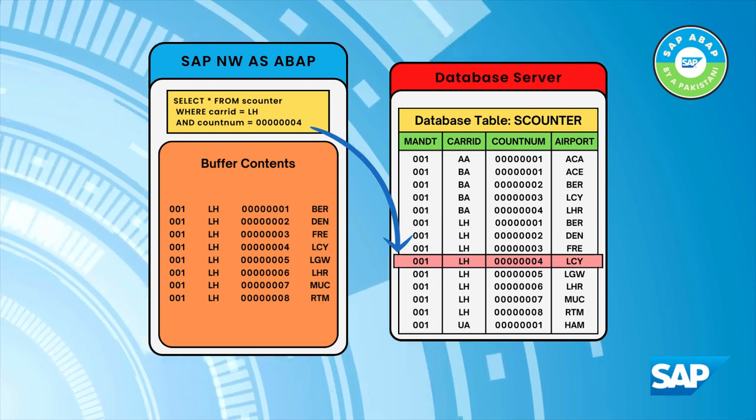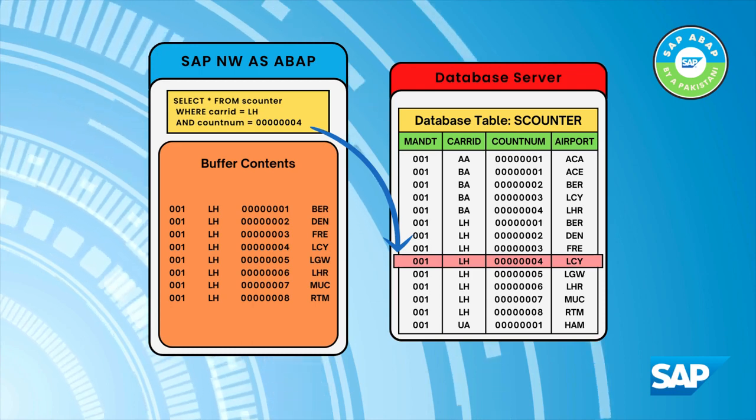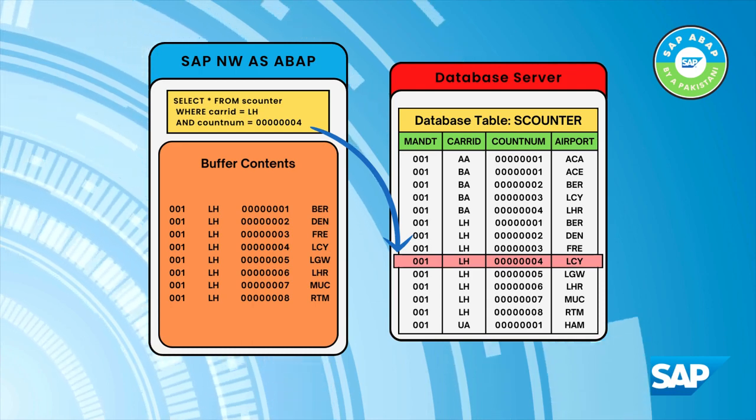The generic areas are managed in the buffer as independent objects. The generic areas are managed in the same way as fully buffered tables.